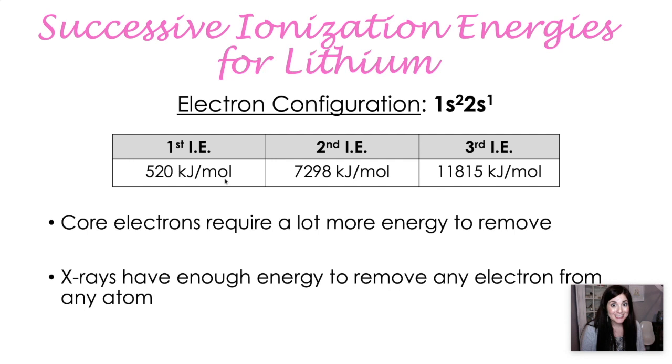And X-rays actually have enough energy to remove any electron from an atom. So if you think about the electromagnetic spectrum, we have radio waves, microwaves, infrared radiation, visible light, ultraviolet, and what comes next? X-rays, and then gamma rays, of course. So if we want to study the whole structure of every electron in an element or atom, we can bombard it with X-rays and remove every single electron and then study the electron configuration that way.